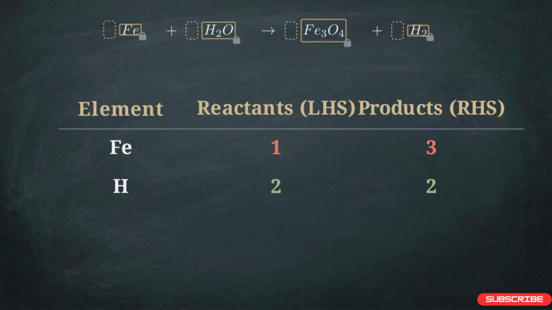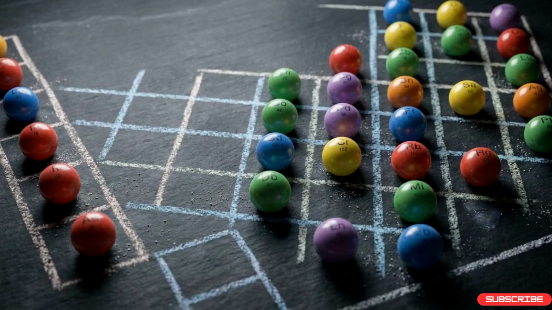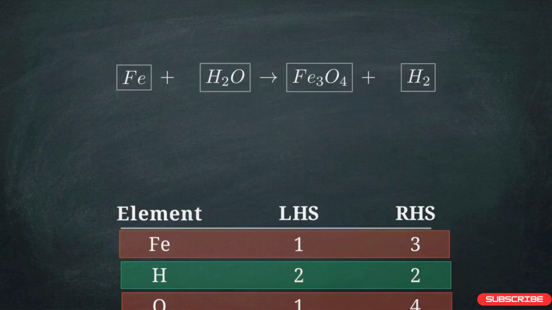Iron is 1 to 3, hydrogen 2 to 2, oxygen 1 to 4. This visual inventory prevents the small mathematical errors that often occur when tracking multi-atom molecules across a complex reaction. Step 3. Match iron oxide's 4 oxygen atoms by placing a 4 before the left side water molecule.